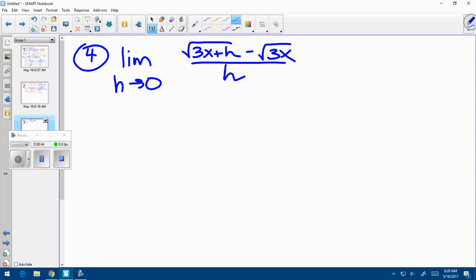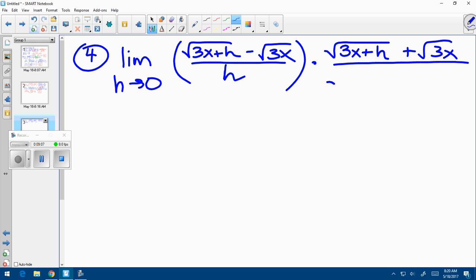Okay. So when I take the limit as h goes to 0, keep in mind your answer in the end will still have x's in it, whereas all the other limits have been numerical in the end. Okay. So I'm going to still start this one. If I plug in 0 for h, the top is 0, the bottom is 0. Okay, so if I multiply by the conjugate of the numerator, which is radical 3x plus h plus radical 3x, okay, we can fix this.